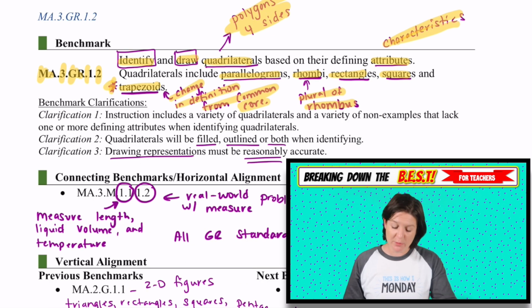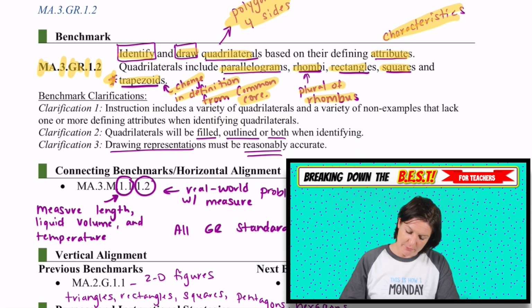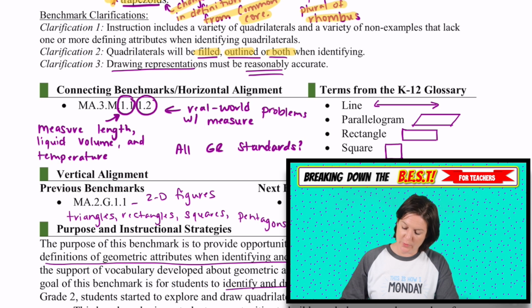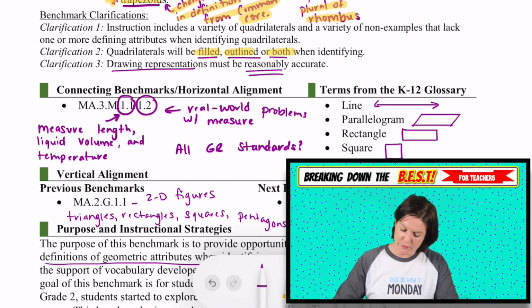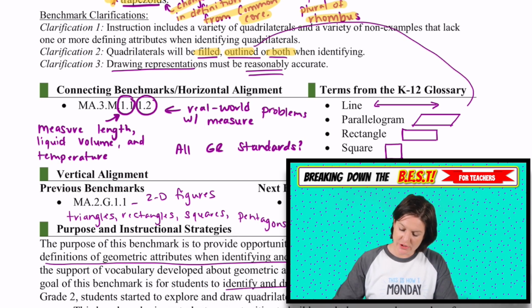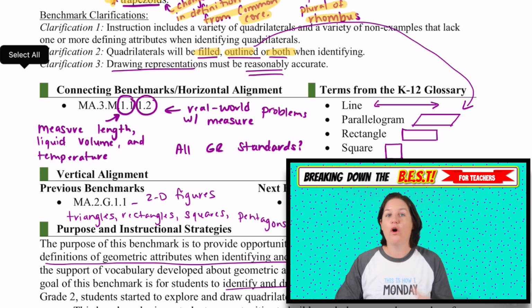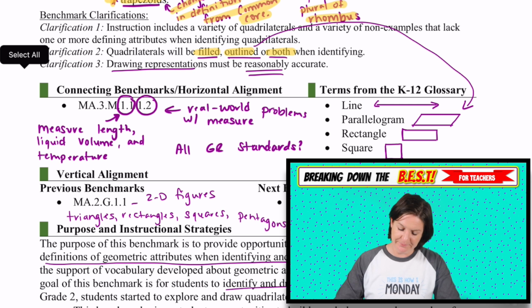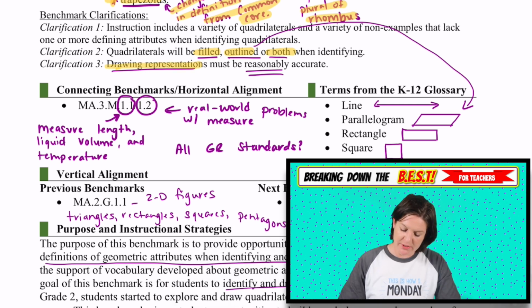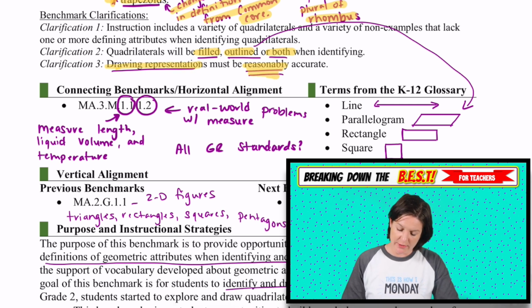All right, so some benchmark clarifications, just knowing that quadrilaterals will be filled, outlined, or both. Okay, so like this over here would be like an outline shape because it's not really filled in, or a filled in one might be all gray or all black, right? And then drawing representations must be reasonably accurate.